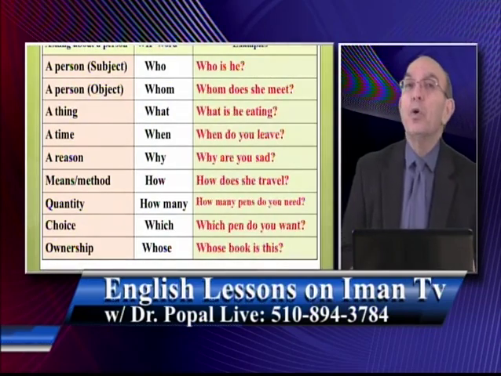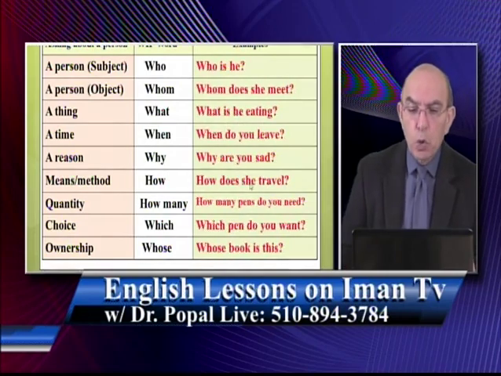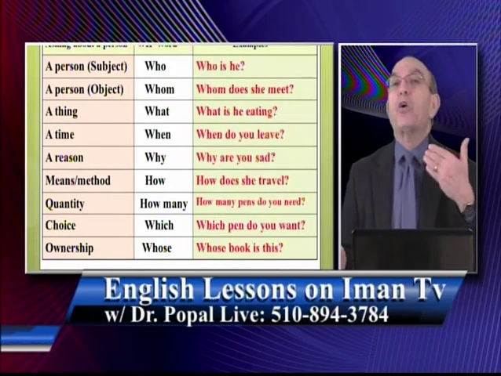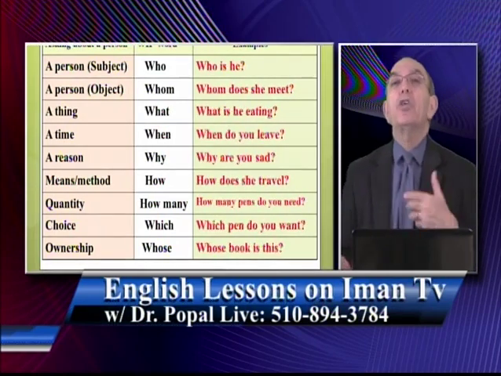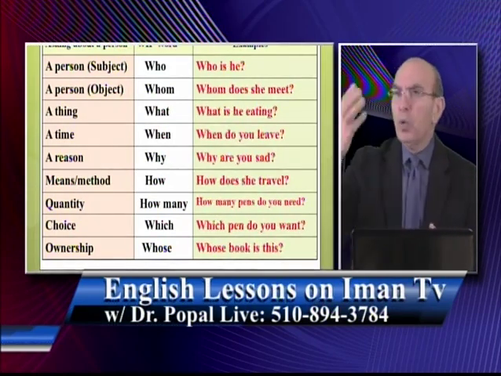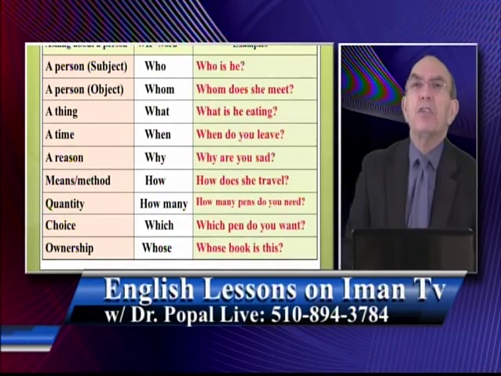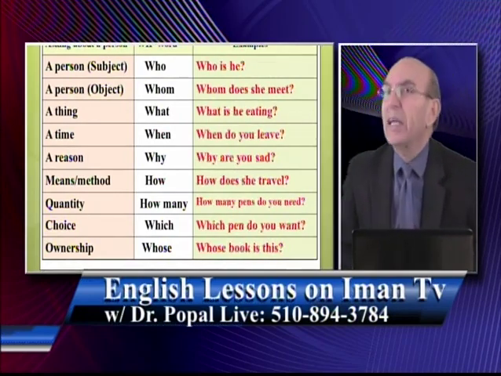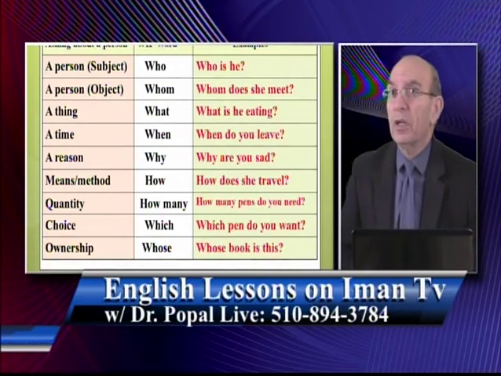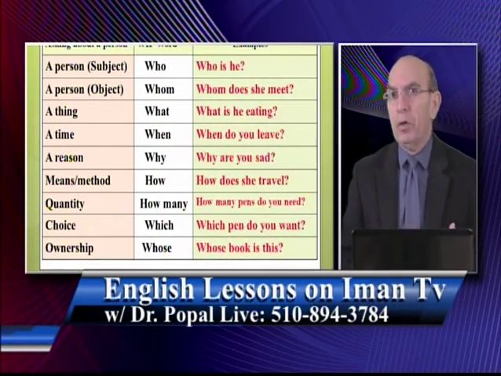First, we need to know which one is used for what purpose. So we use who for what? For a person. So whenever you ask a question about a person, you use who. Like you say, who is he? Somebody sitting in front of you, you say what? Who is he? You don't know the name of the person. So in other words, it means what is his name? Who is he?